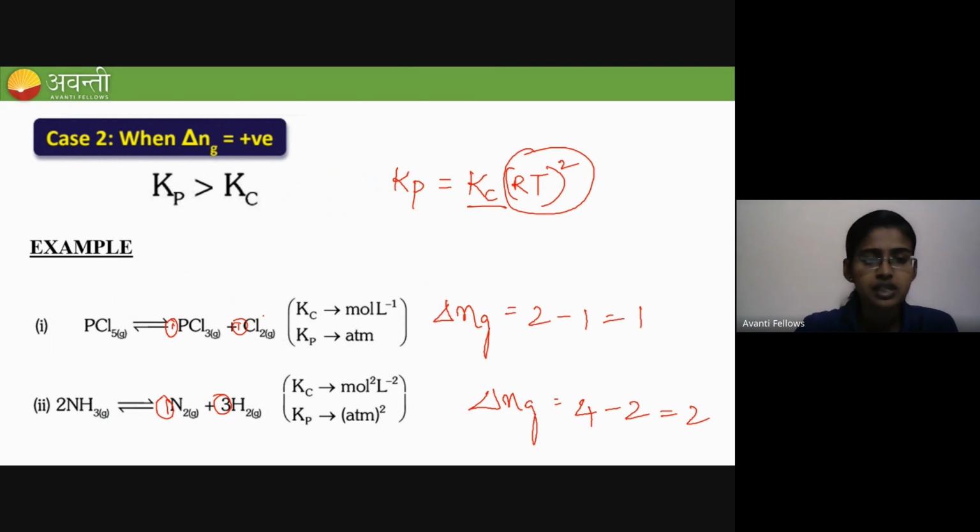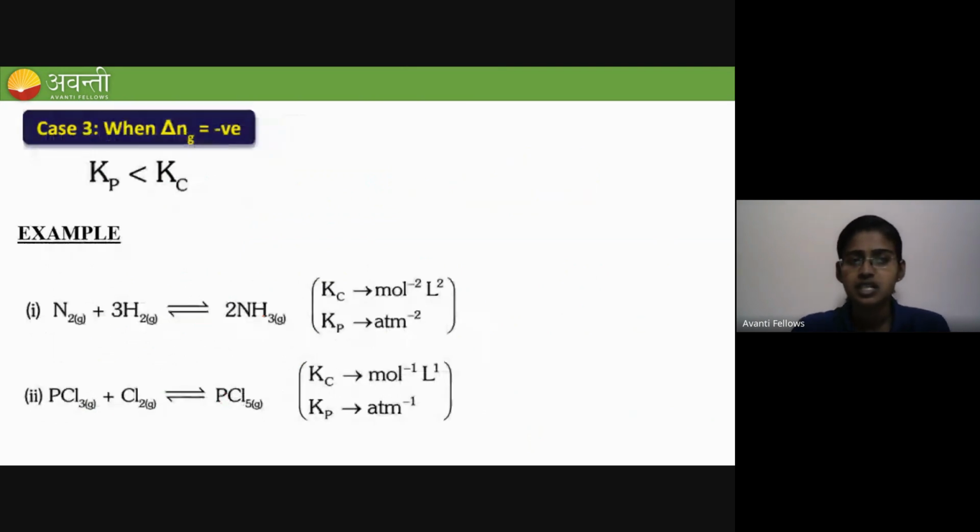For the third case, when delta Ng is negative, Kp will be less than Kc. In that case, everything will go in inverse. So Kc will have mole power minus 2 and liter square. Everything will be inversed. These are the 3 cases, and all 3 cases are very, very important.